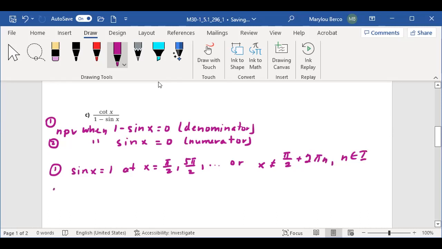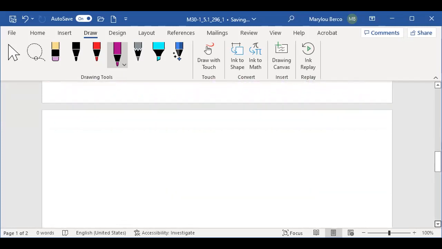For the other restriction, sine x equals 0 at x equals 0, pi, 2 pi, or in general, x cannot equal pi n, where n is an element of integers. D.